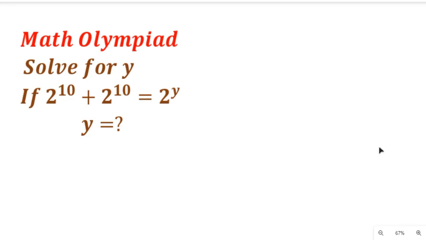In today's maths tutorial, we are going to consider this maths Olympiad question. We are asked to solve for y if 2 to the power of 10 plus 2 to the power of 10 is equal to 2 to the power of y.